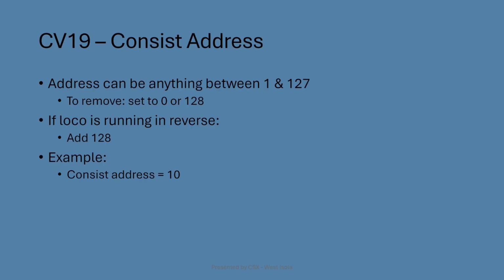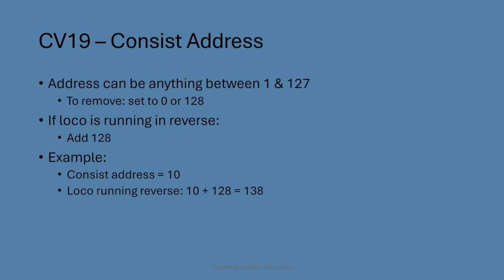So here's an example. We've got a consist address of 10. So a loco in the consist running forwards would have CV19 set to 10. If it's running in reverse, it will be set to 138, 10 plus 128. So that's our first CV. It just says, you now belong to this consist. In effect, this is all you need to do to get it to go into a consist. Once you've done this, it will then work as a consist.